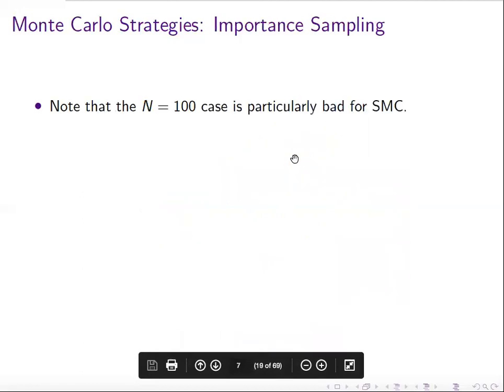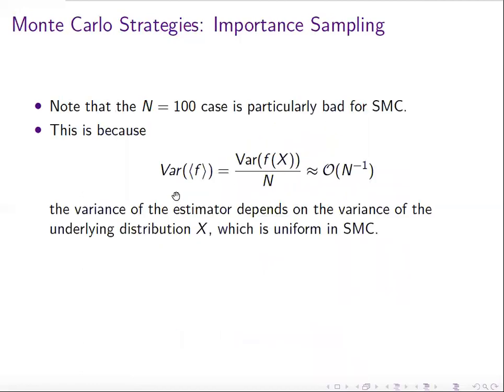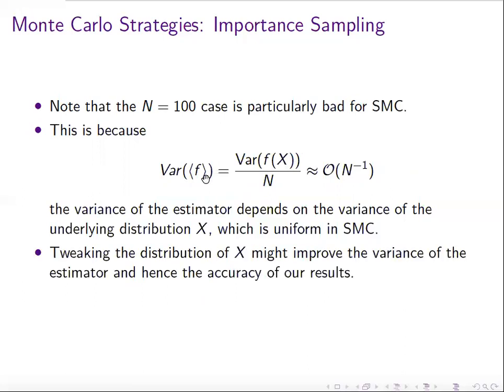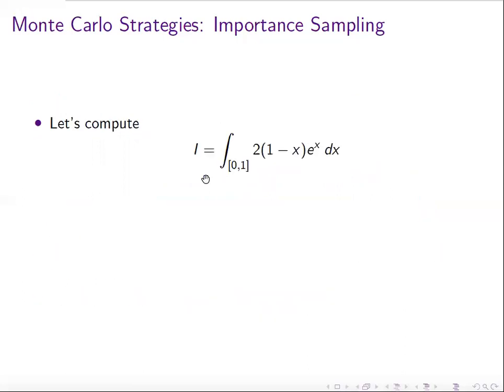And this is because the variance of the estimator that we found earlier can actually be given via the variance of the underlying distribution, which we chose to be uniform. And presumably, if we tweak the underlying distribution on X, we could potentially decrease the variance that we had on our estimator. This approach is termed importance sampling, and we'll demonstrate it through this example right here.